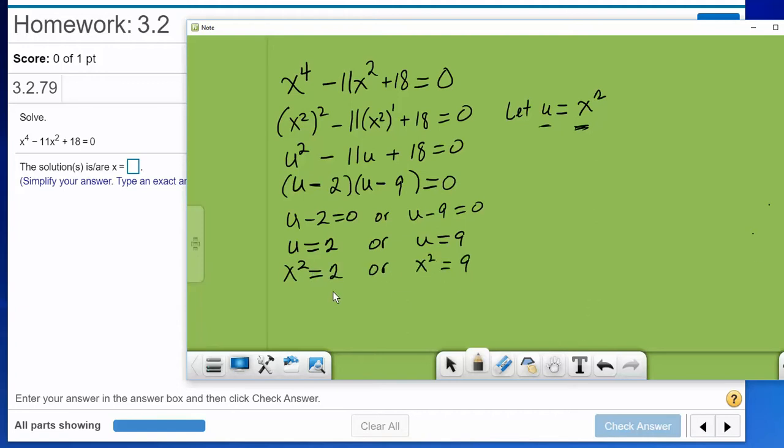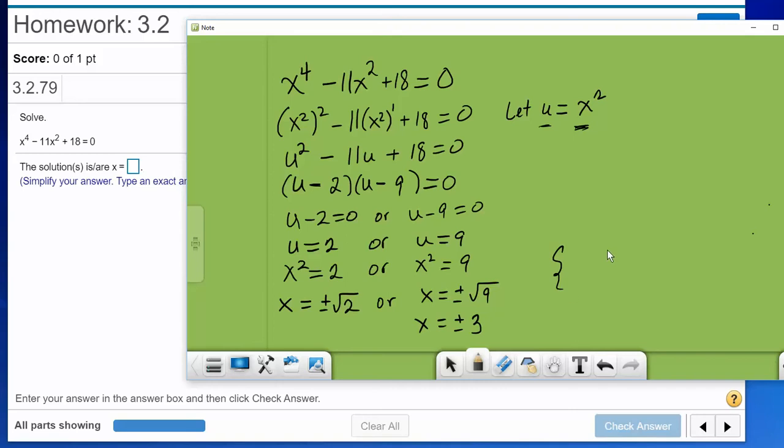So now we got to solve these two problems. So x squared, now since it's just x squared all by itself, you can use the square root principle, and we can square root both sides. And don't forget the plus minus. And this one's done. Now we're going to solve this one. So square root both sides. X is plus minus square root of 9. But square root of 9 is 3.